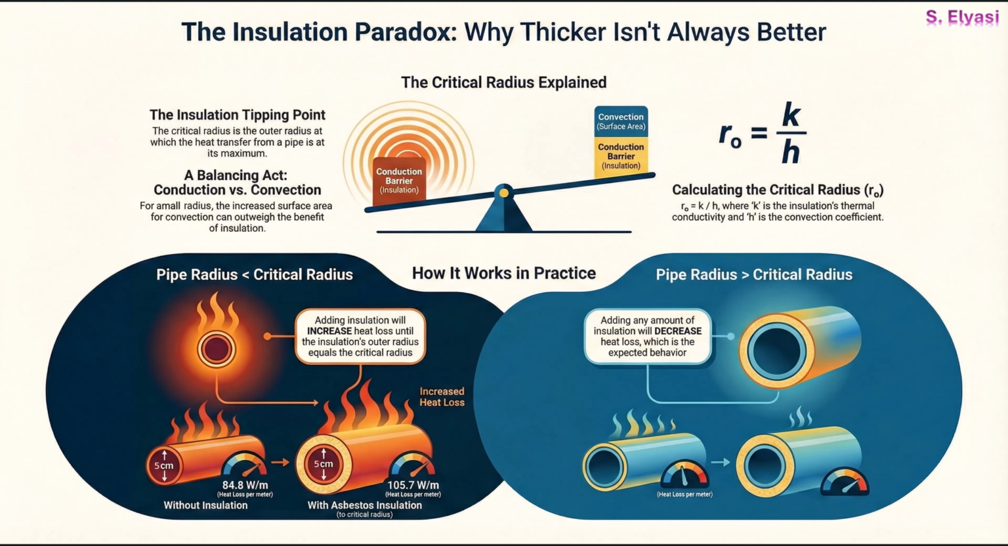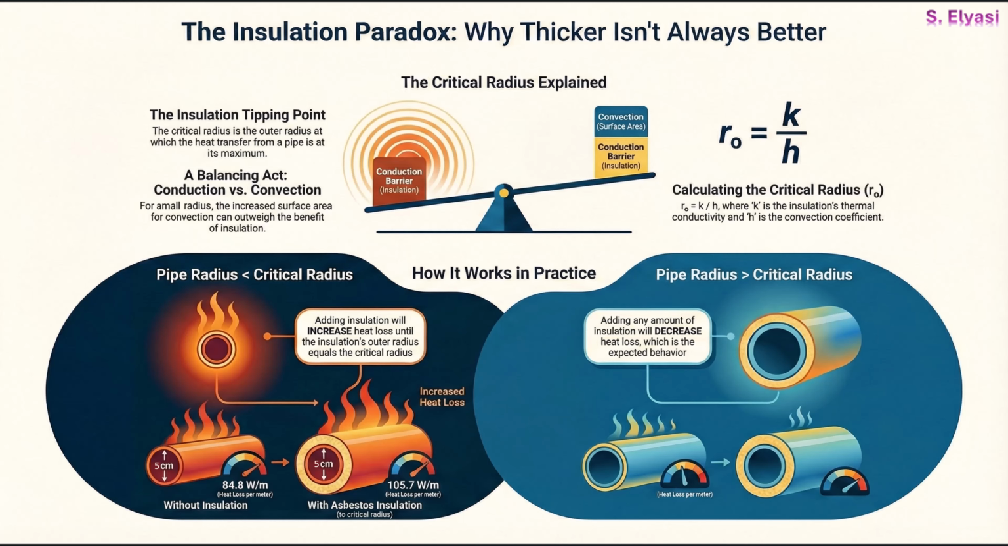First up, you have to understand something called the critical radius. Just think of it as the insulation's tipping point. It's the specific outer radius where heat loss from the pipe hits its absolute maximum. To find it, you simply take the insulation's thermal conductivity, which we call k, and divide it by the convection coefficient, or h, basically how fast heat escapes into the surrounding air.